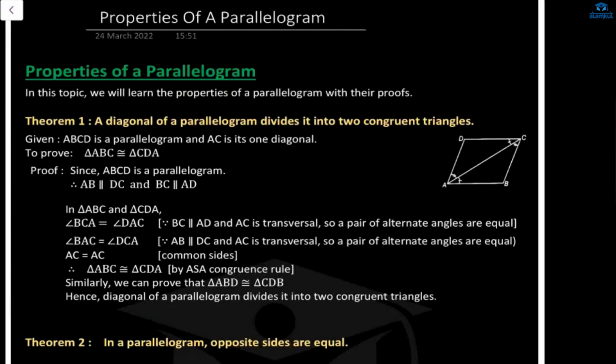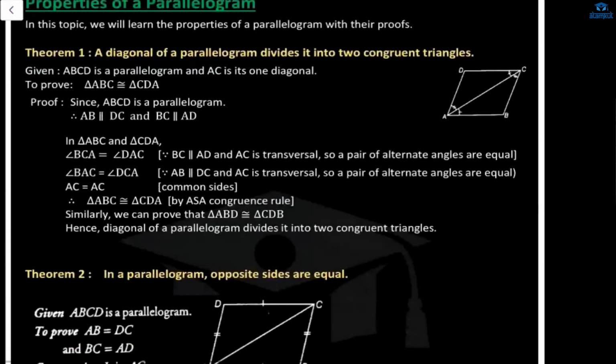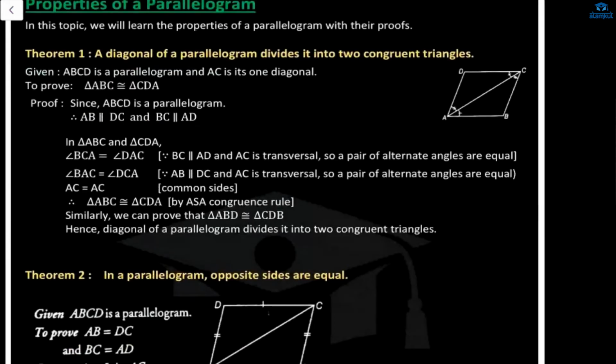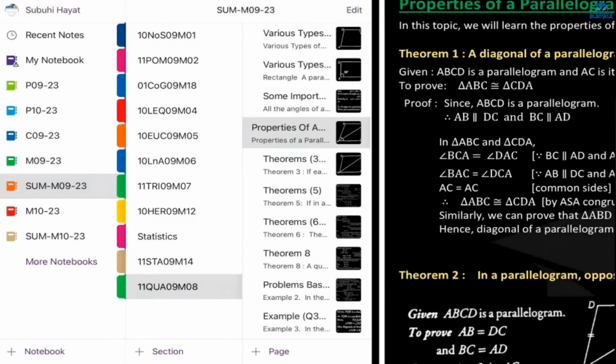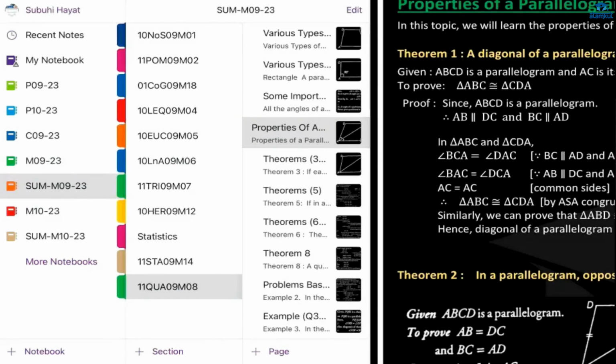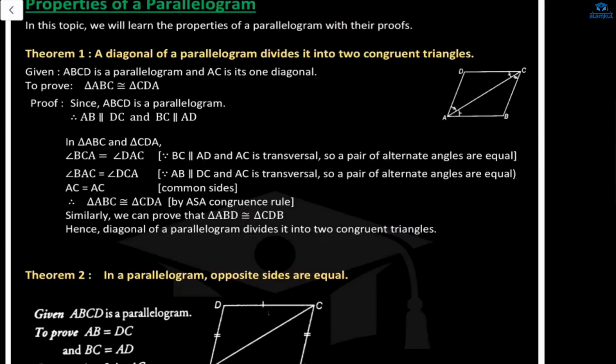Now we are going to study one of the quadrilaterals, that is the parallelogram, and we'll see its properties. What is a parallelogram? It is a four-sided figure where the opposite sides are parallel to each other. We'll be covering theorems here. There are a total of 8 theorems, and based on these 8 theorems, we will be solving numericals, the geometrical questions.